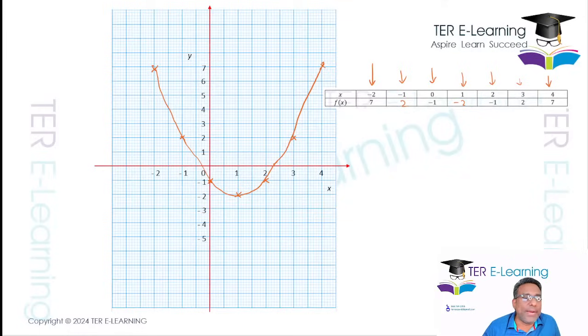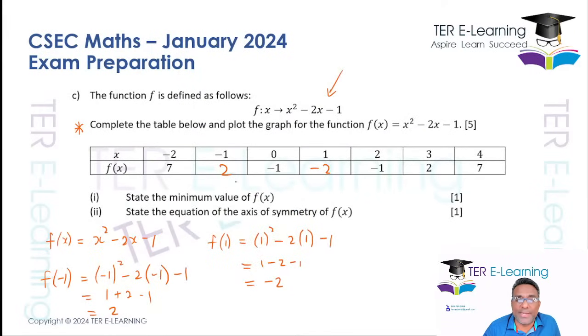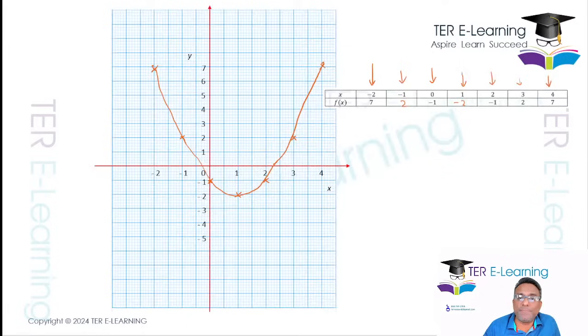Alright, so what do we want to answer from this question again? They want you to state, so we did something similar to this yesterday, the minimum value of the function. From the graph, your lowest value for this function is actually -2. So the minimum value of f of x is -2. That's the lowest value that f can take. So that's the answer for that part.